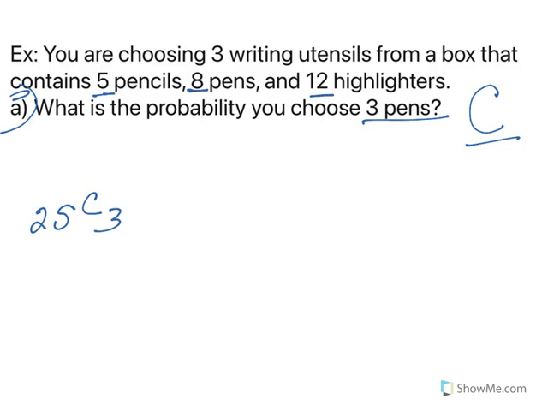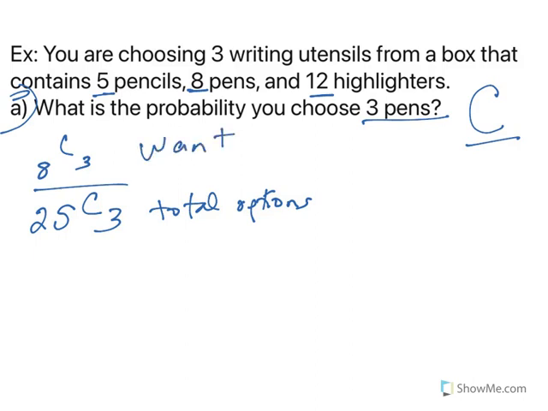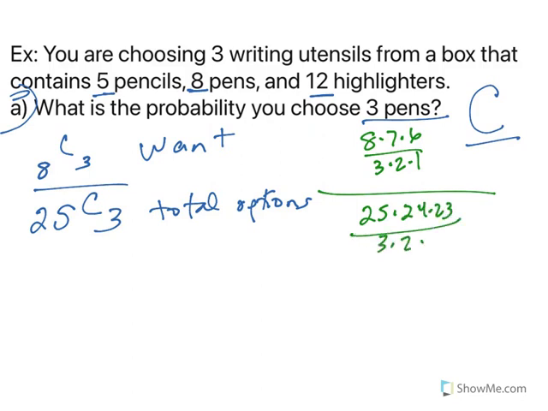So I know there are 25 total items. I'm choosing 3 of them. These are the total options. And we want to know, out of the 8 pens, how many different ways can I choose 3 of them? So this is what I want. Out of 8, I want to choose 3 of them. And I don't care which 3, I just need 3 of them. So in the numerator, we're going to take 8 times 7 times 6 over 3 times 2 times 1. And in the denominator, I'm going to do 25 times 24 times 23 over 3 times 2 times 1.